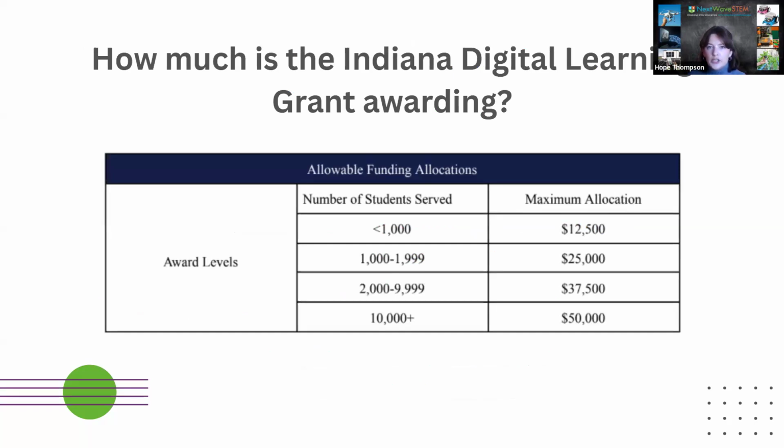As for how much the Indiana Digital Learning Grant is awarding, this depends on the size of your school corporation. For smaller corporations serving less than 1,000 students, that maximum allocation is $12,500. But for larger districts, we can see allocations up to $50,000. So there's potential for a lot of impact when we're thinking about resources that can be sustainable and return year after year. You can make an investment in a STEM program, in a CTE program that will deliver long after these funds from this award have passed.